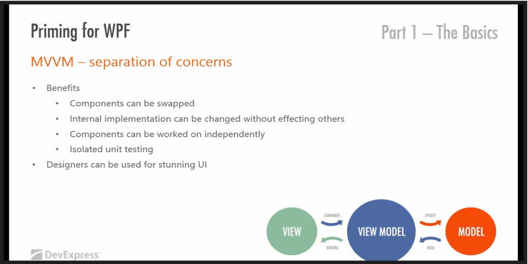We can see here the benefits are that components can be swapped around. You can implement certain internal changes without affecting other things. Components themselves can be worked on independently, and it certainly makes it a lot easier for implementing unit testing. Now, when it comes to the world of WPF, it also opens up a whole wide range where designers can be used to implement some stunning UI, because they're going to be hooking the visual elements up to properties that you're exposing. So you've got this separation there between the UI elements and what's actually happening with the business logic and the main program.